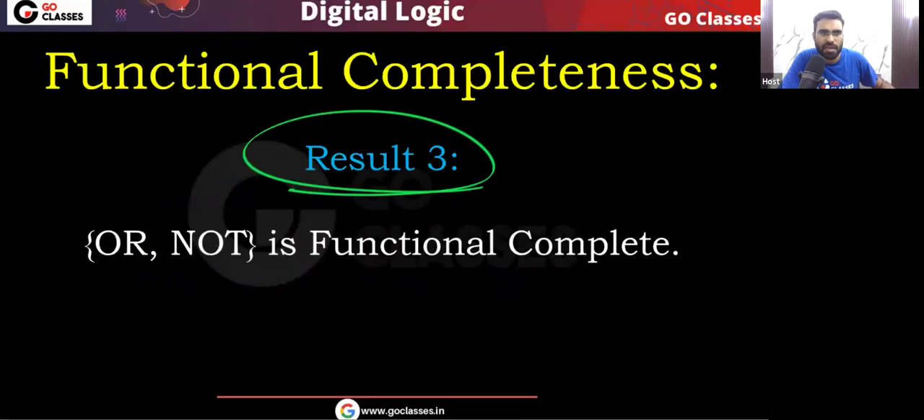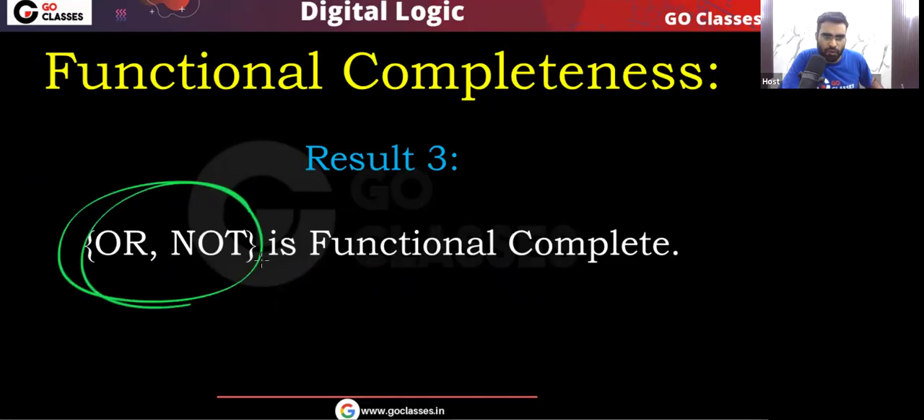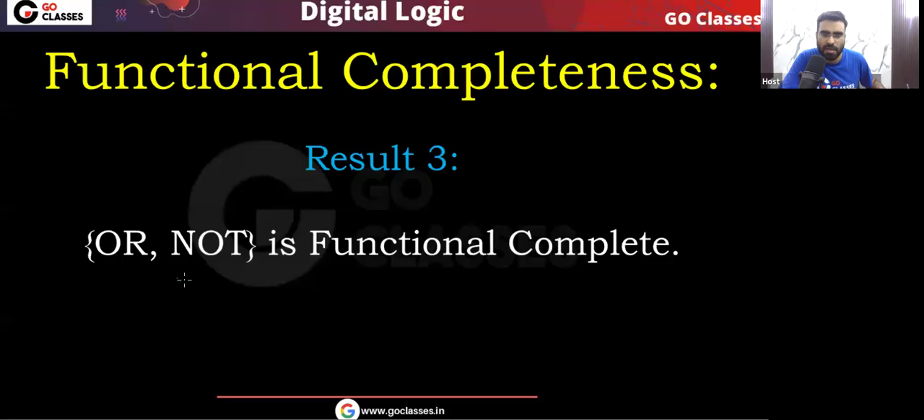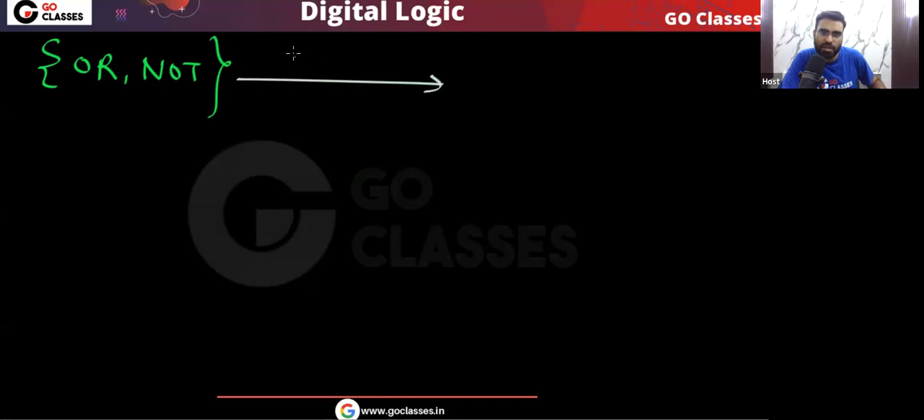Let's see the next result. The next result is OR, NOT is functionally complete. Means if you give me OR, NOT, these two operations, then I can express any Boolean function. Every Boolean function can be written in terms of only these two operations. How can you prove it? Again, very simple. If you give me these two operations, then I can create AND.